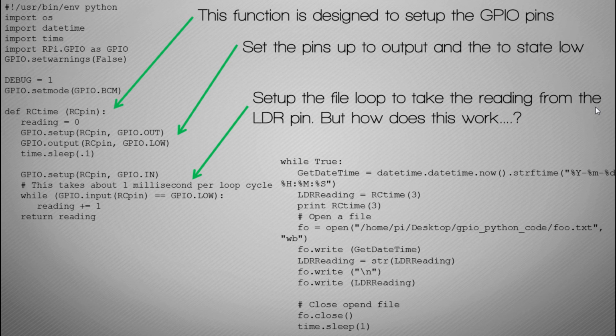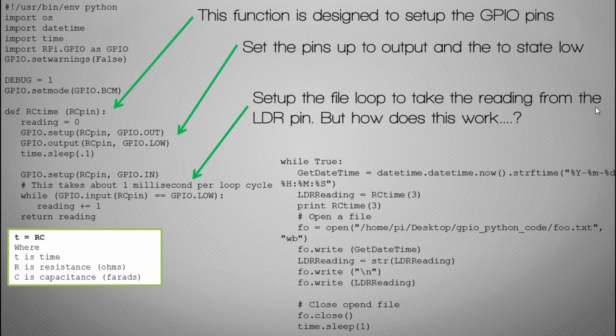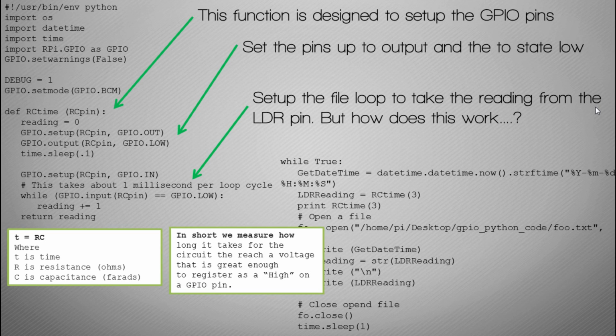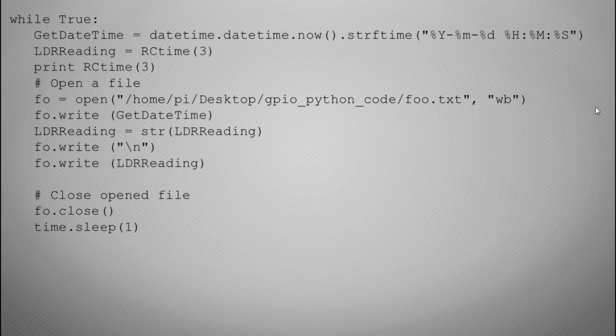But how does this actually work? We have three different things that we should go into measure, which are time, resistance and capacitance. The resistance is the light dependent resistor. The more light we shine through it, the lower the resistance and the quicker the voltage can flow through it. So in short, we measure how long it takes for the circuit to reach a voltage that is great enough for the GPIO to register it as high. And so as we change the light levels, that takes longer or shorter, and then we get our reading from that. So we have the main while statement here of our program.